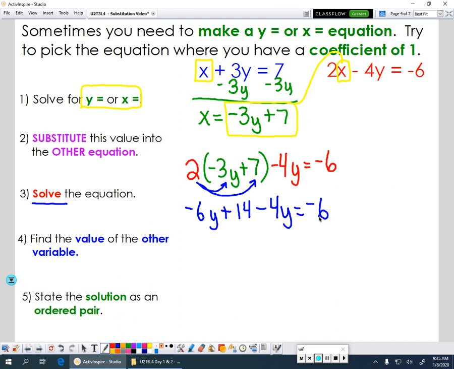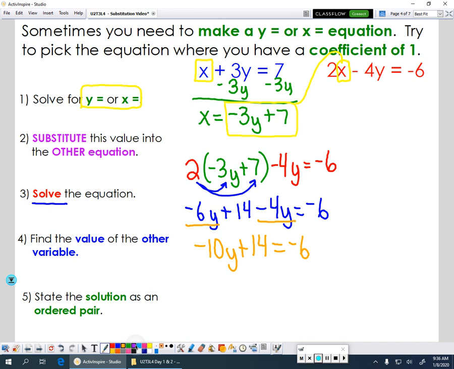Now, what you may have noticed is in this process of solving this equation, or doing the substitution, what happens is we get rid of one of our variables. So our equation started with both an x and a y. When we do our substitution, all we have is either x's or y's, and then we can combine like terms. So right now I have negative 6y, negative 4y, that gives me negative 10y, plus 14 equals negative 6.